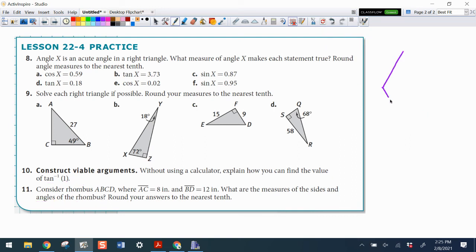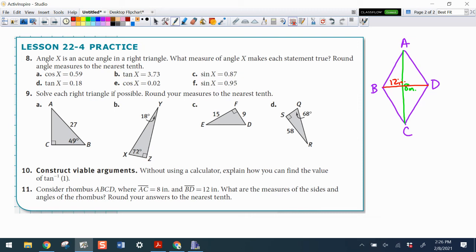A rhombus, for the most part, is what we call a diamond. They tell us that we have this rhombus ABCD. I would say my drawing is a little skewed here, but we'll base it off what they tell us. Even though this is probably not drawn to scale, the length from A to C is 8 inches, and the length from B to D is 12 inches. In other words, they're telling us the length of our diagonals.